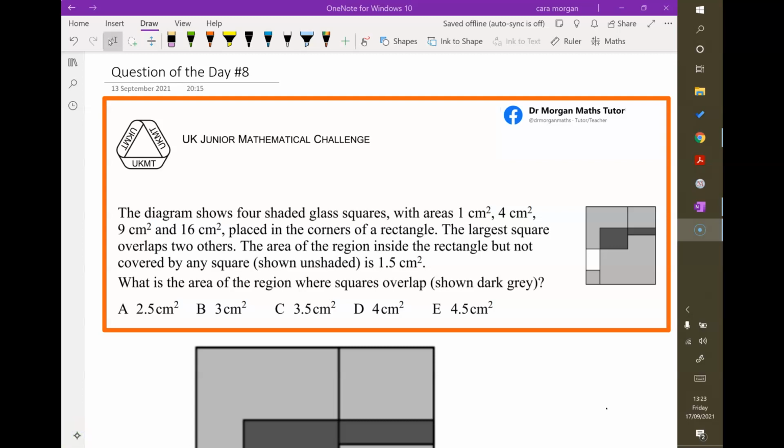This is number 8 in this series, and it's a question again taken from a math challenge, junior math challenge, aimed at pupils in years 7 and 8. But anyone can have a go. If you found this video on YouTube, please pause while you have a go at the question, and then I'm going to go through it.